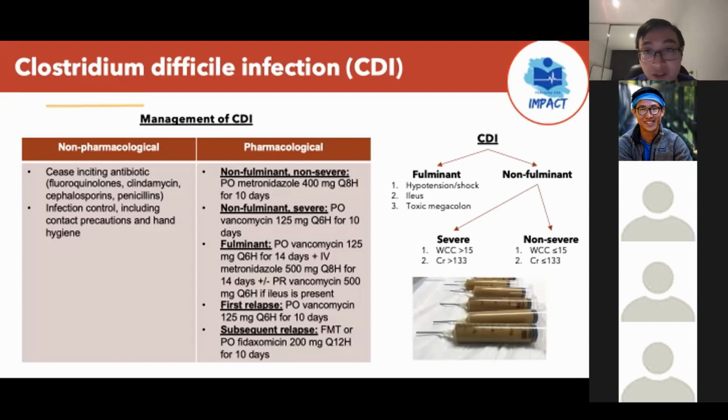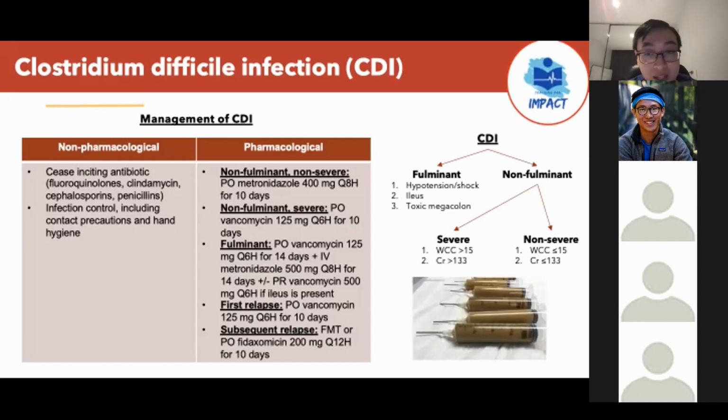So as we were saying, in terms of pharmacological management, there are 4 main treatment options for Clostridium difficile infection. 1, metronidazole, 2, vancomycin, 3, fidaxomicin, and 4, fecal microbiota transplantation. Now, the choice of antibiotics depends on the severity of disease. So you have a patient with a new diagnosis of Clostridium difficile infection.